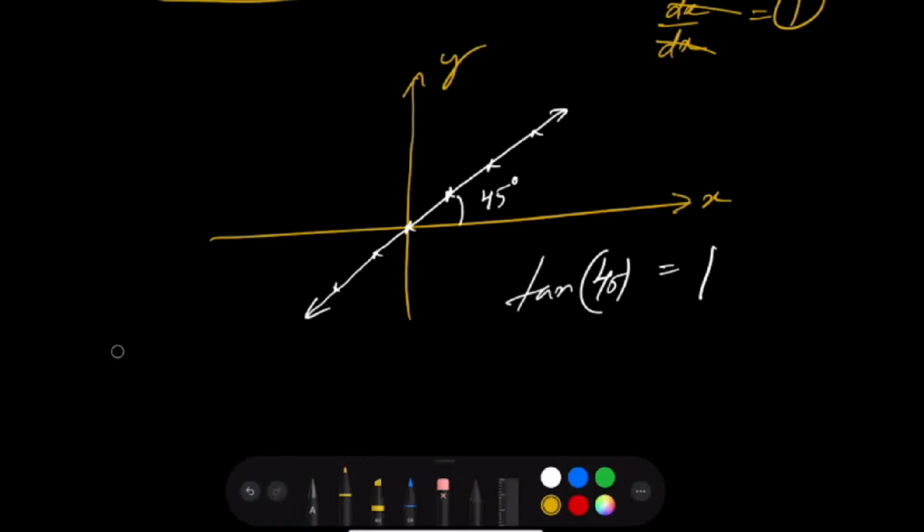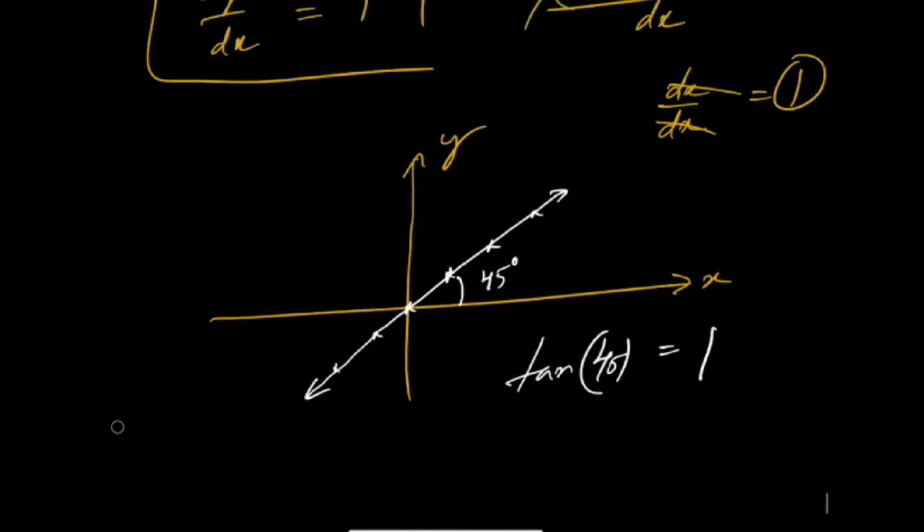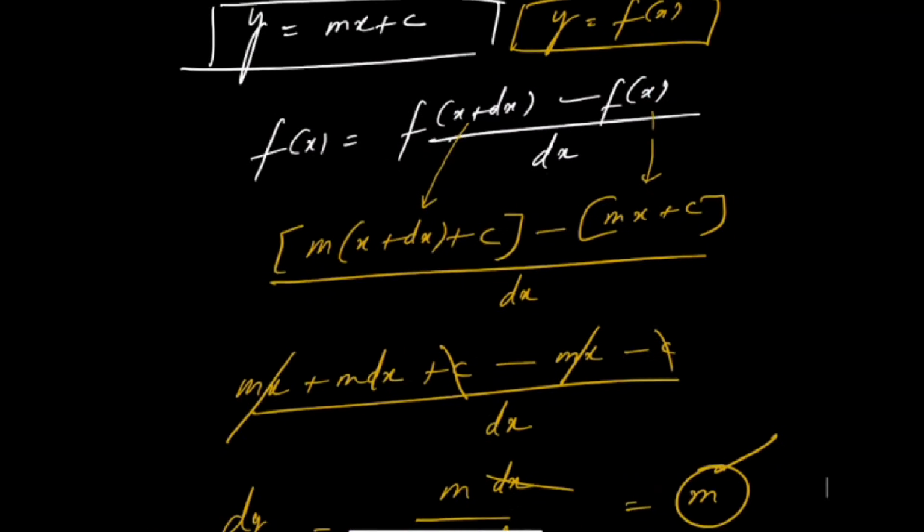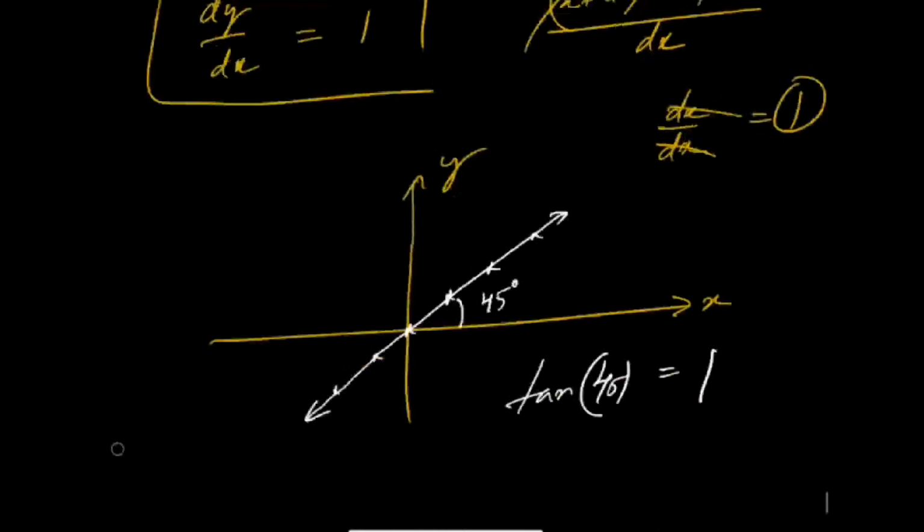If you use the fundamental theorem of calculus, which is f of x plus dx minus f of x by dx, you still get 1. Clear? Next, what if f of x is non-linear, x squared?